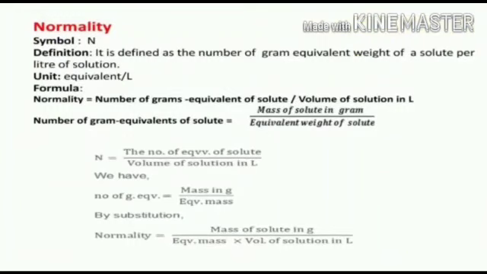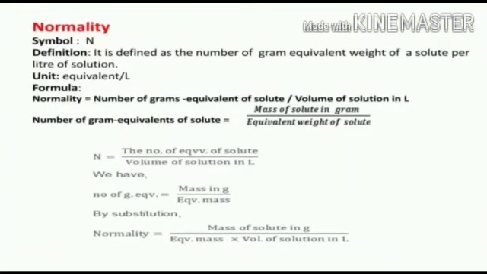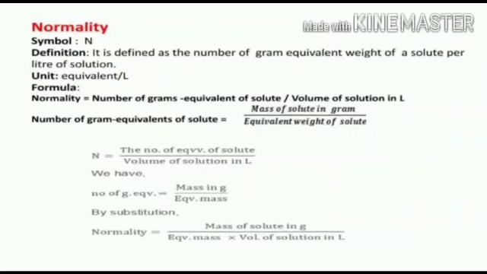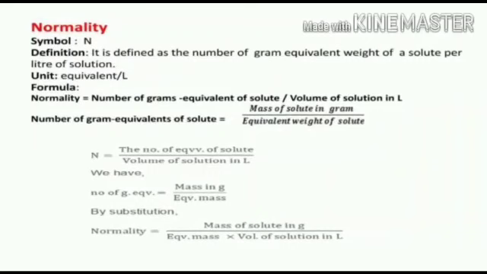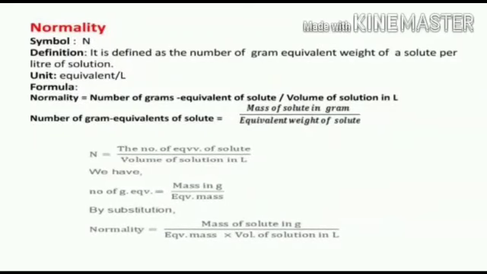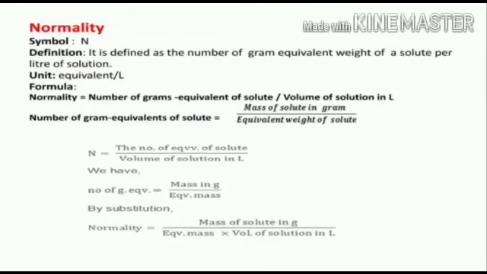Normality is described as the number of gram or mole equivalents of solute present in 1 liter of a solution. Number of gram equivalent of solute is equal to mass of solute in gram divided by equivalent weight of solute.